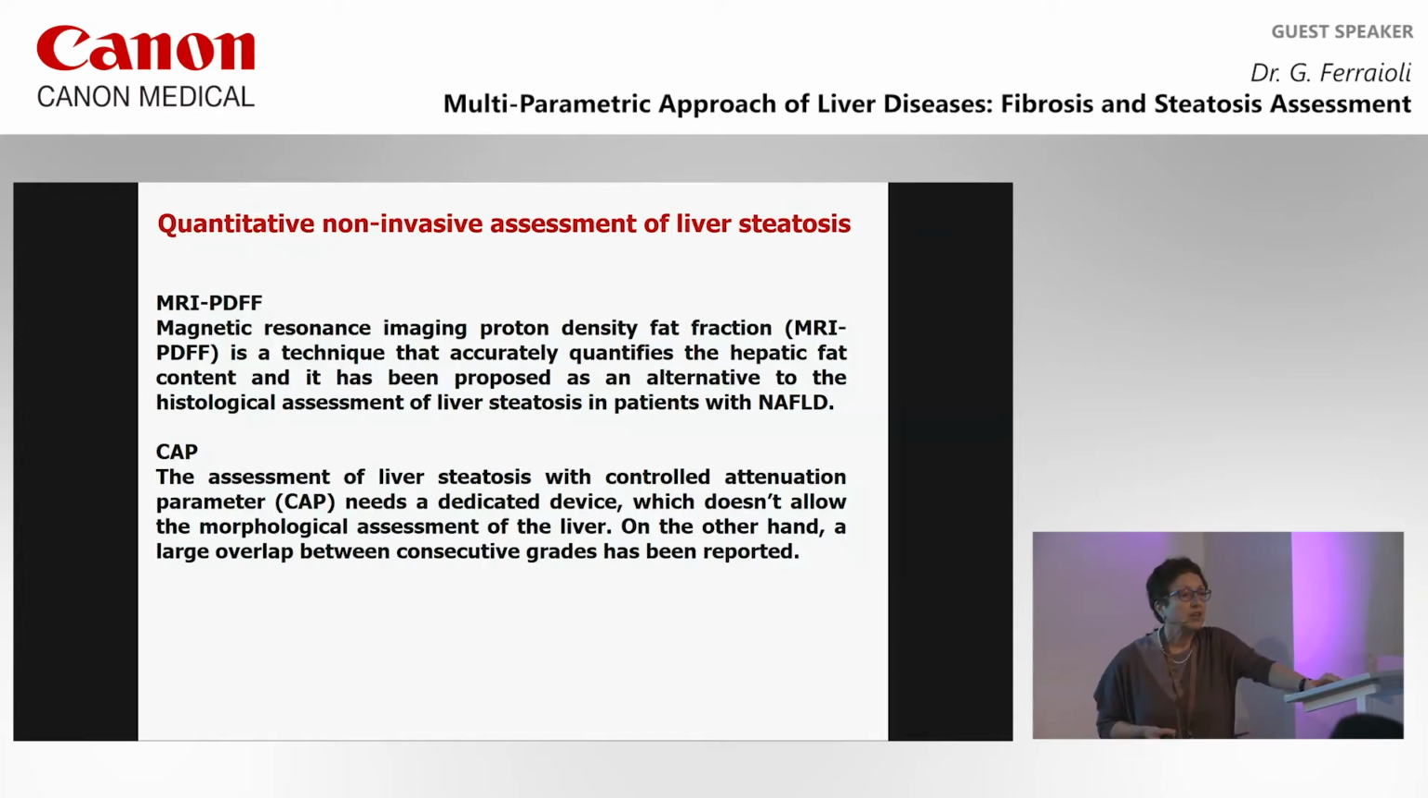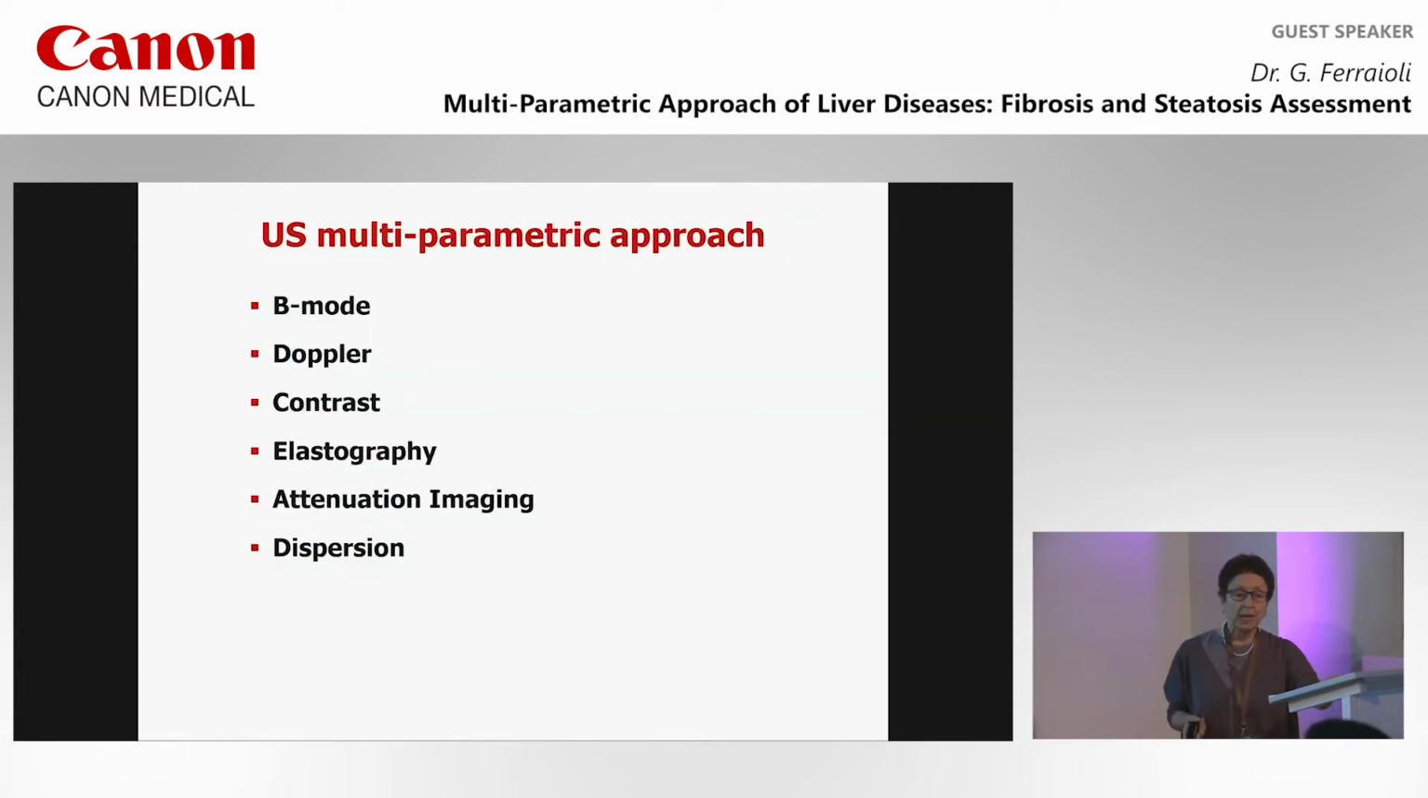And also the availability of controlled attenuation parameter. Controlled attenuation parameter has been available for 9 years on the FibroScan device. It needs a dedicated device, no image is obtained. And all the studies that have been performed using the CAP have shown that there is an overlap between consecutive grades of liver steatosis. Nowadays, a multi-parametric approach is possible using an ultrasound system.